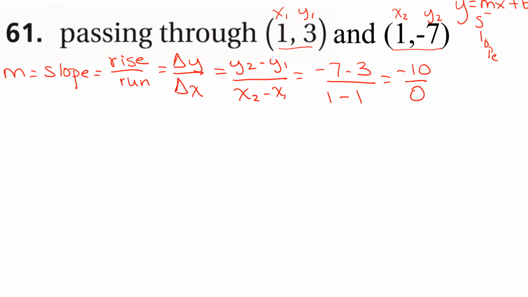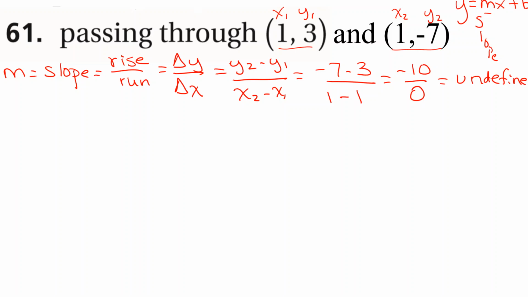Now remember, when our denominator is 0, that tells us that the slope is undefined. So when our slope is undefined, I know that it's actually a vertical line.